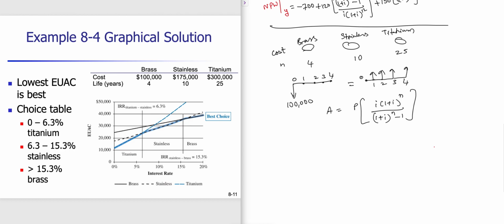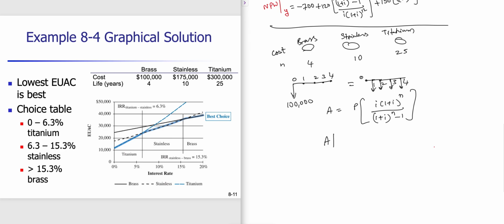Wait a second, that means my cash flow is wrong. What I have to draw is cost, right? This is annual cost, isn't it? So when we apply this, we get certain A for each I. We apply the same formula for brass, for stainless steel.